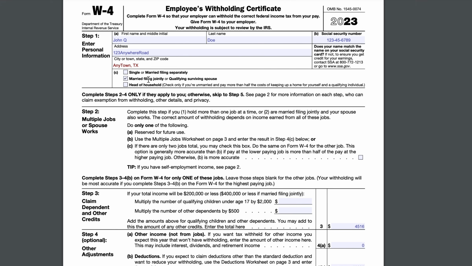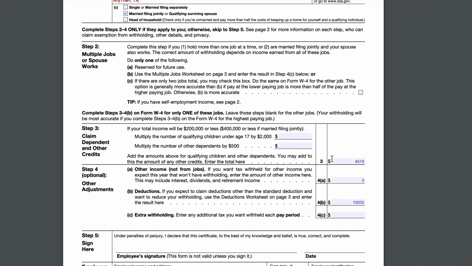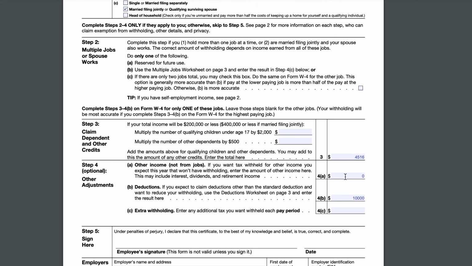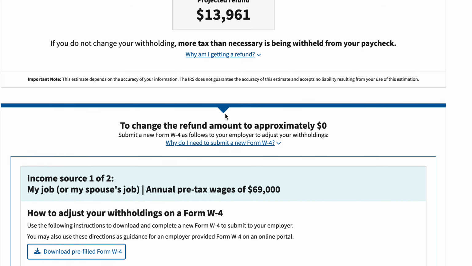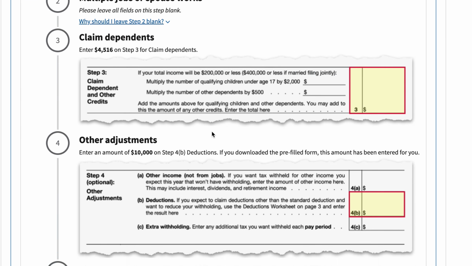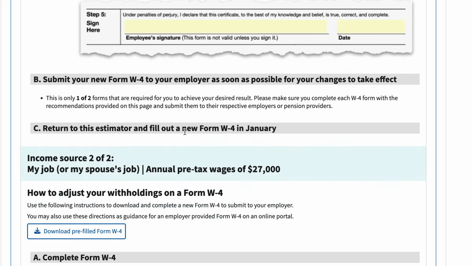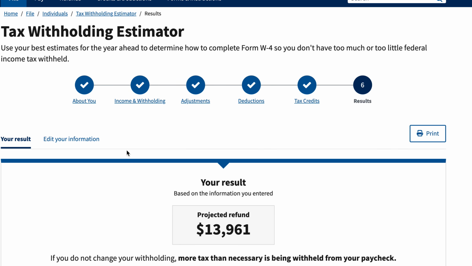So we've already clicked married filing jointly. We're claiming dependents. We're making these adjustments to our deductions, and then we're going to sign here. So we've already done the hard work simply by completing this, and the IRS just spits out a pre-filled form, and then you can do the same thing for John Doe's wife. So that's all we have on this video.